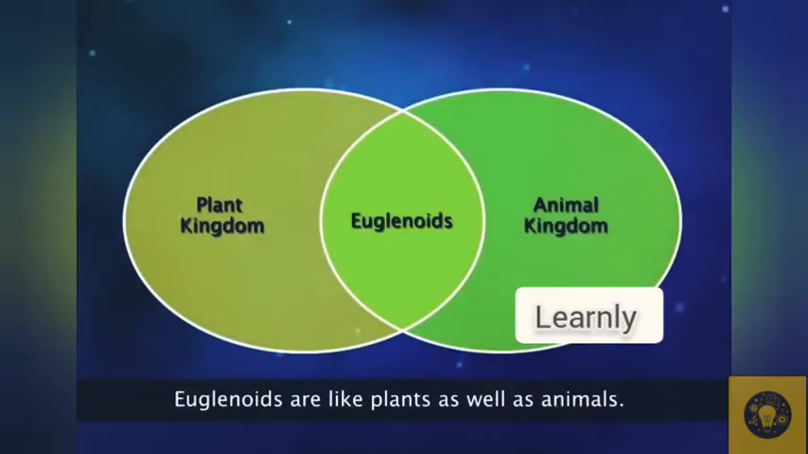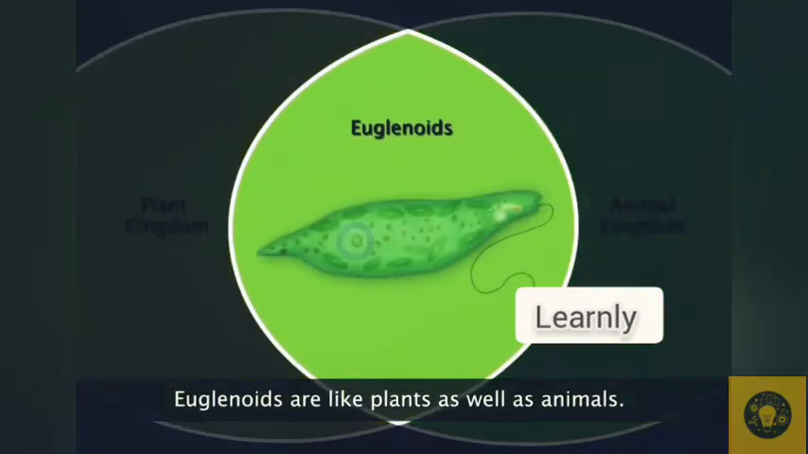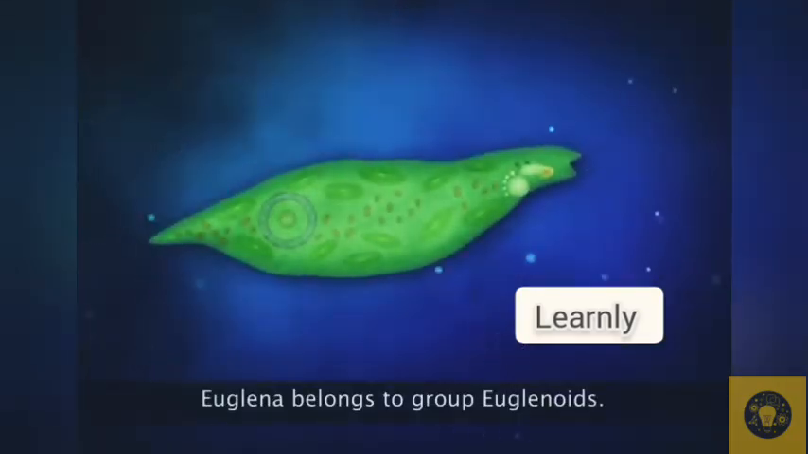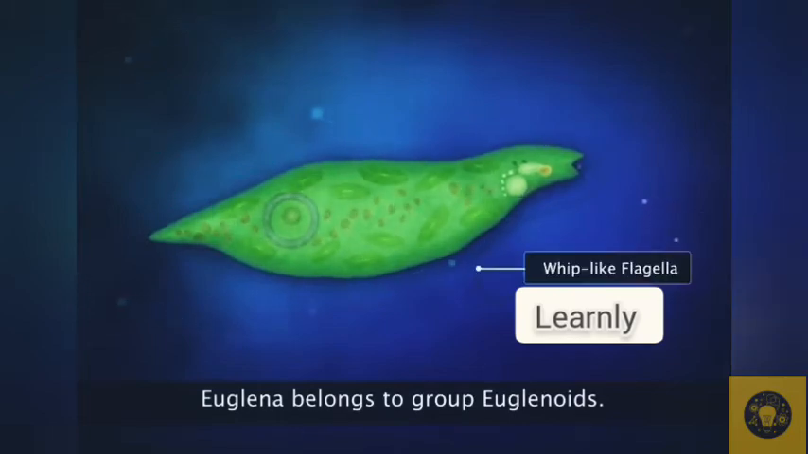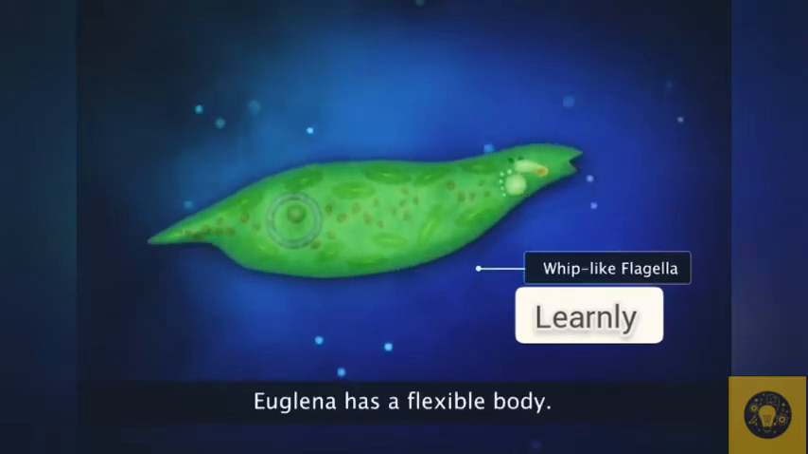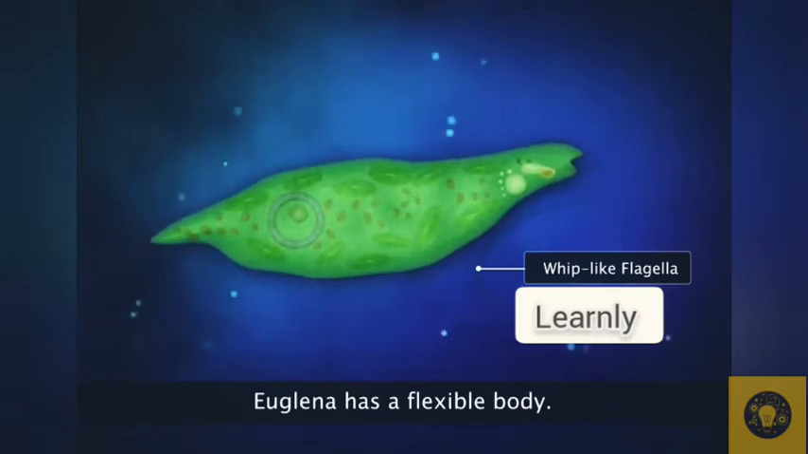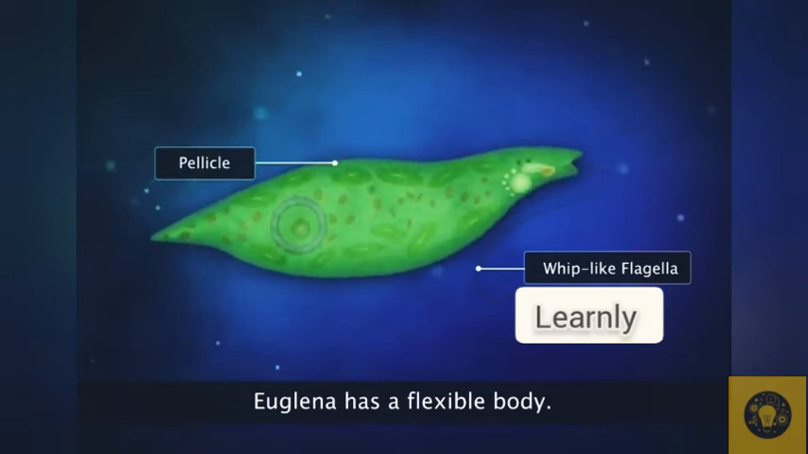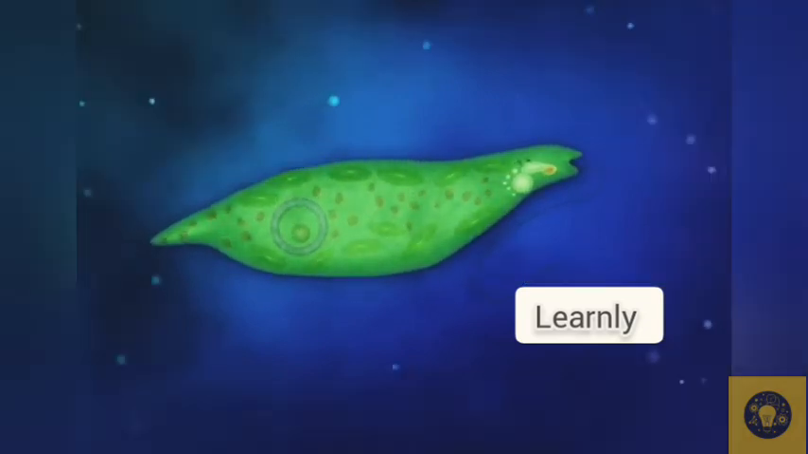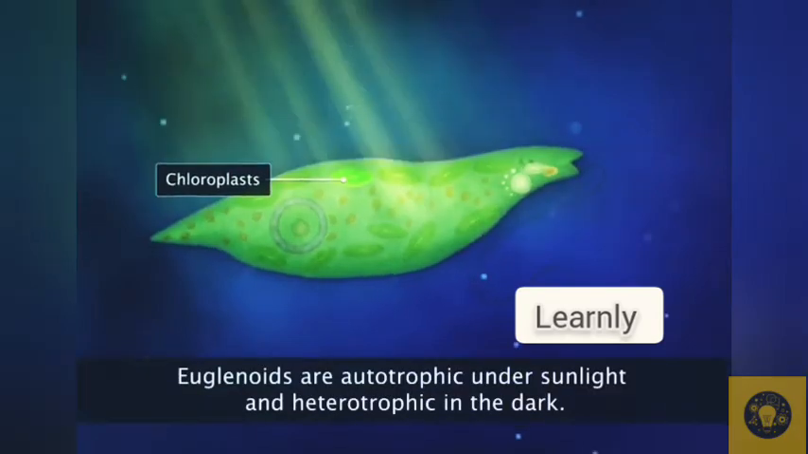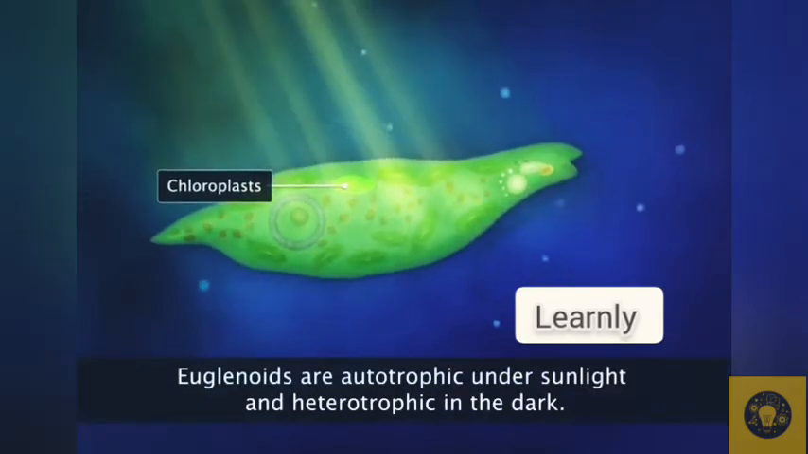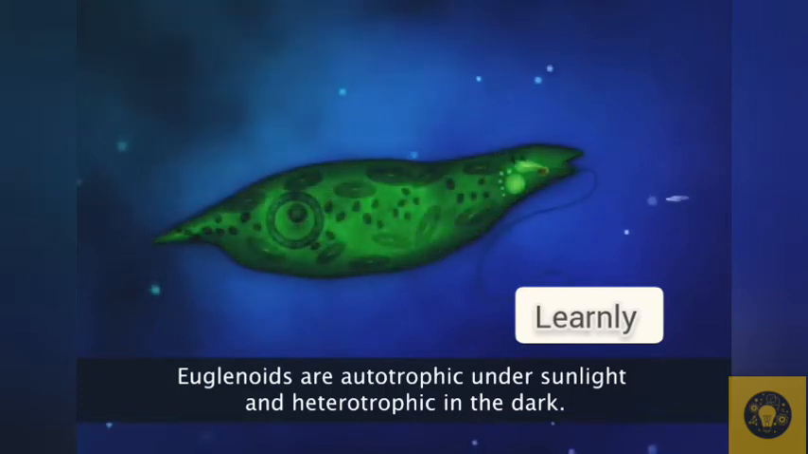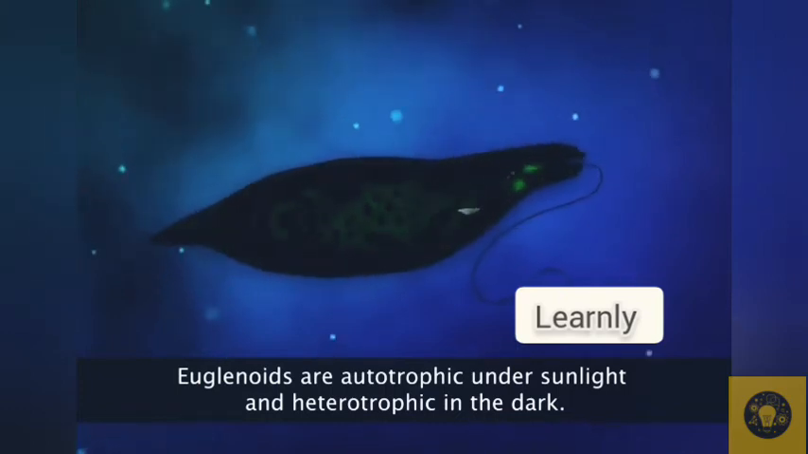There exists one more group of protists that resembles plants as well as animals. They are the euglenoids. A common example of euglenoid is Euglena. It possesses flagella for locomotion. Euglena lacks a cell wall and instead contains a protein-rich layer called the pellicle, which makes its body flexible. Euglenoids carry out photosynthesis in the presence of sunlight, and in the dark, they behave like heterotrophs, engulfing other plants and animals.